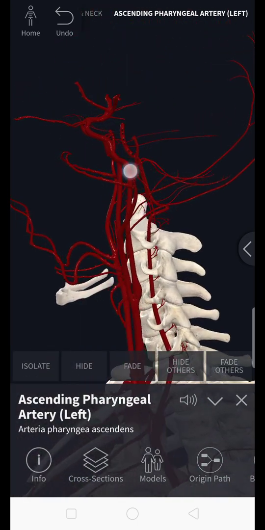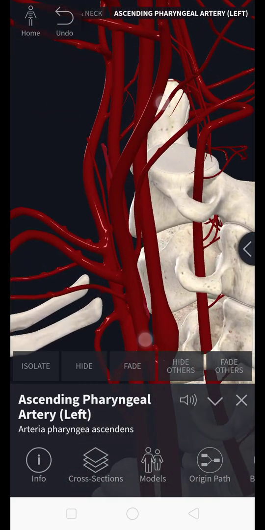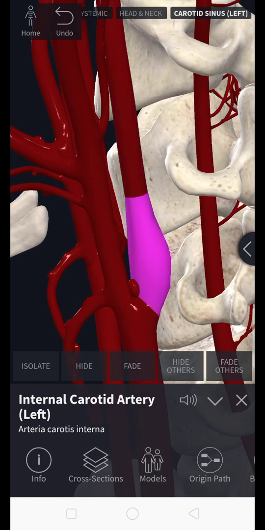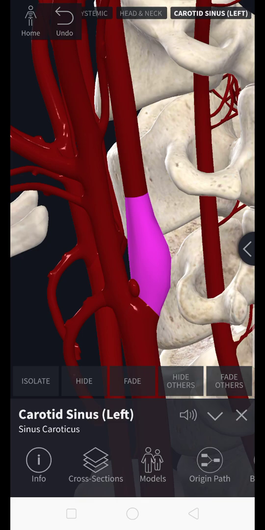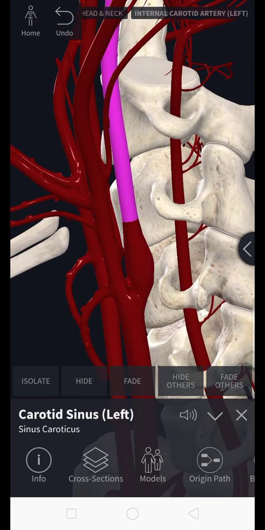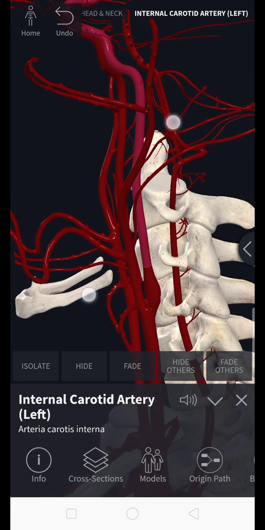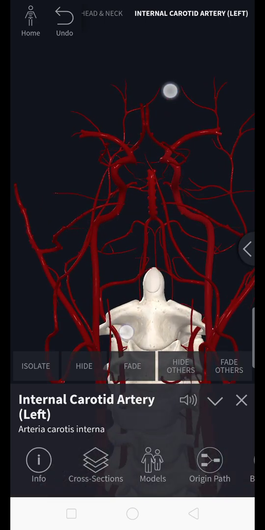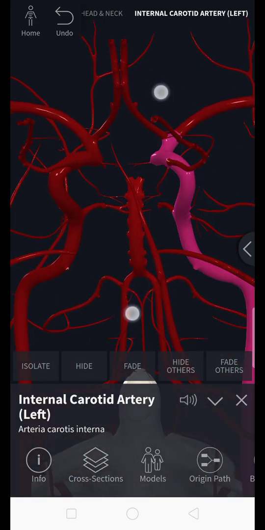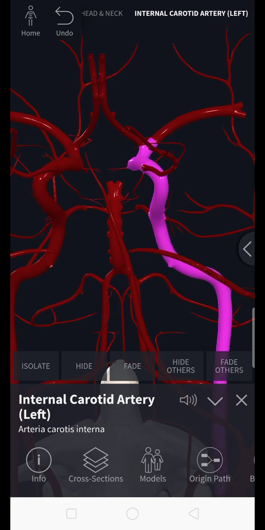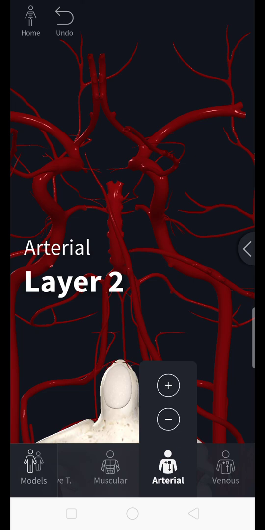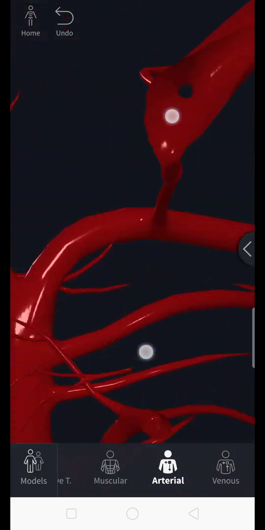Now we will discuss the internal carotid artery. This is the internal carotid artery. The internal carotid artery arises from the carotid sinus. The internal carotid artery has 5 branches. Now we will see the 5 branches of the internal carotid artery.